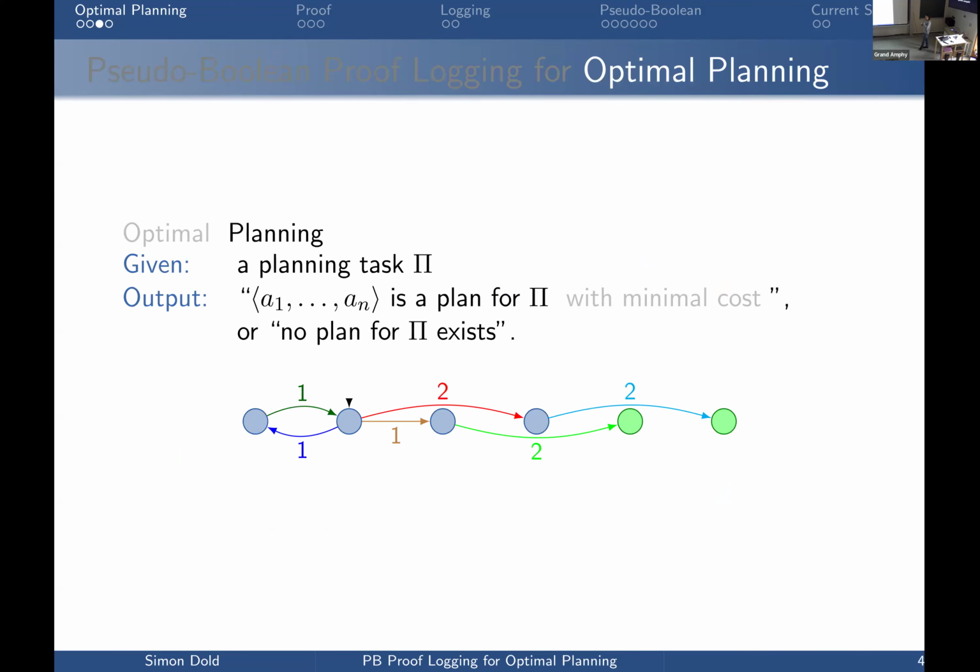Okay, so in planning, we have those solvers, we call them planners, and they are given one of these planning tasks, and the output of them should be either a sequence of actions or a plan for this problem, or maybe there is no plan for this problem, and then it should say no plan exists. That's satisfying planning, but we are looking at optimal planning, and there it's similar, but the outputted plan should be of minimal cost.